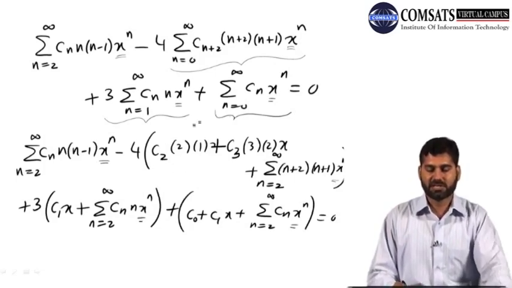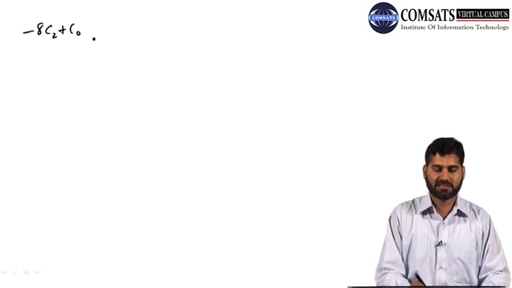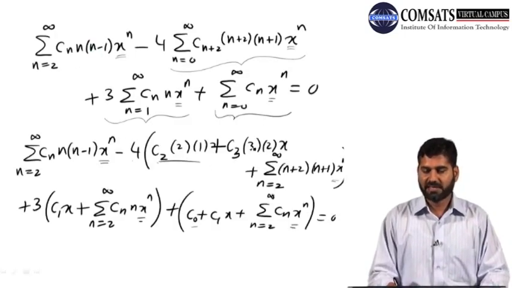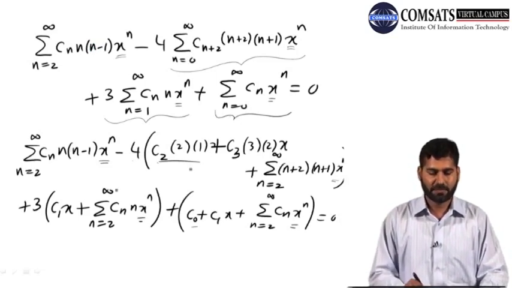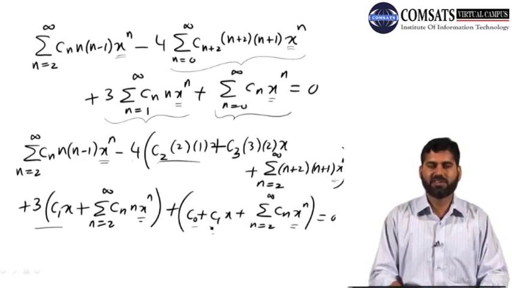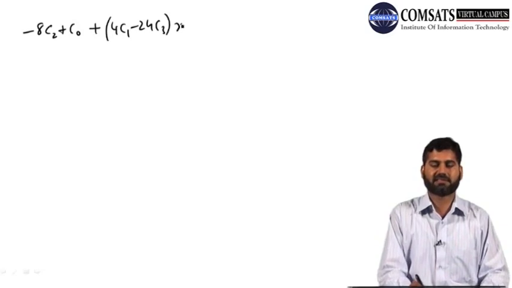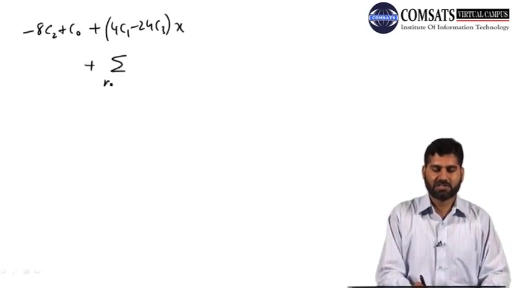So now I can combine all those terms, but first I have to write the constants. This is a constant: minus 4 times 2 is minus 8 C2 plus C naught. All right. So minus 8 C2 plus C naught is a constant, and then the terms with x. 6 4s are 24, so minus 24 C3 x, plus 3 C1 and C1, so 4 C1. 4 C1 minus 24 C3 with x.